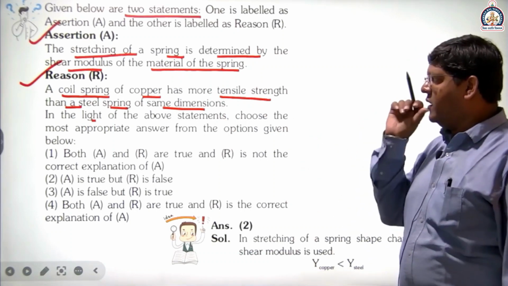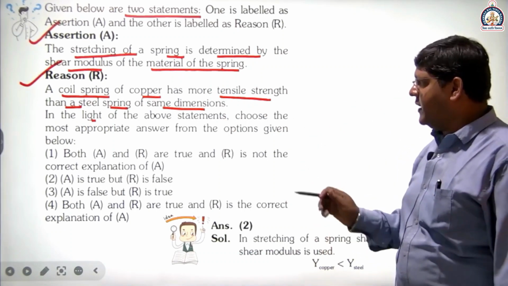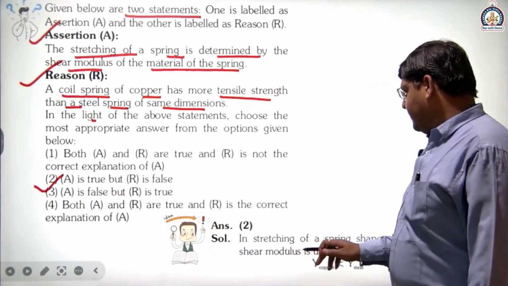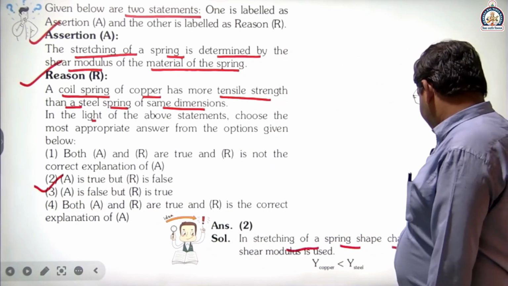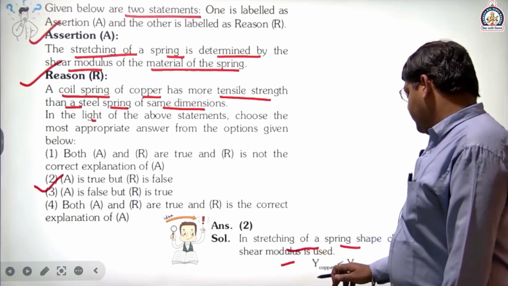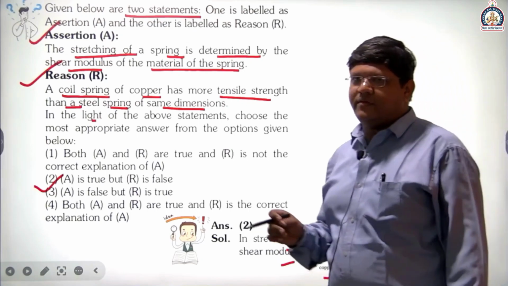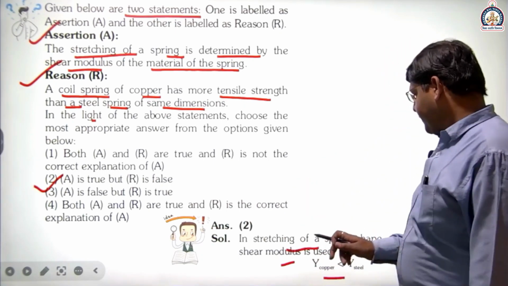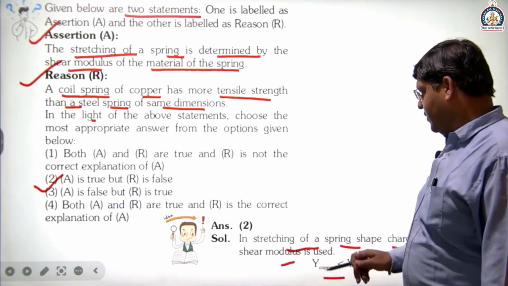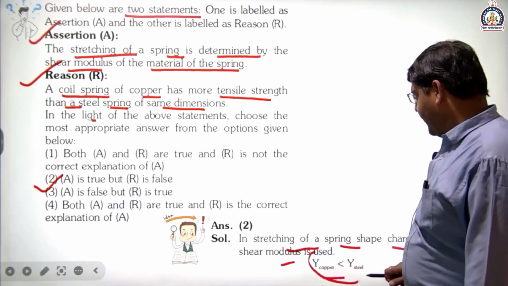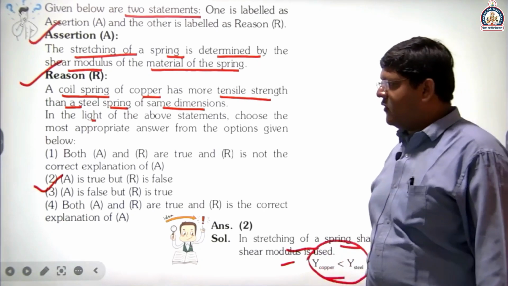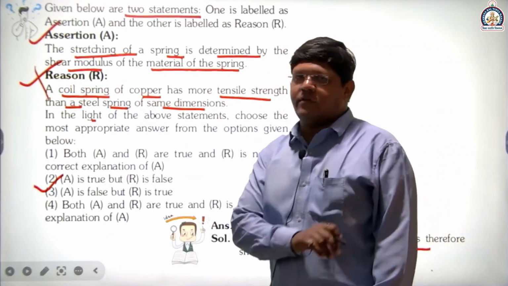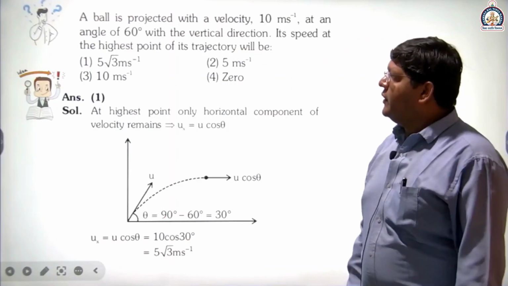So by just observing the options, we can say option number 2 is correct. How is it correct? In the stretching of a spring, the shape changes, the shear changes, therefore the shear modulus is used. When we stretch a spring, what changes? Its shape changes. That's why the shear modulus is used. Because the Young modulus Y of steel is always greater than copper, we can say the assertion is true and the reason is false. Okay, moving to the next question.